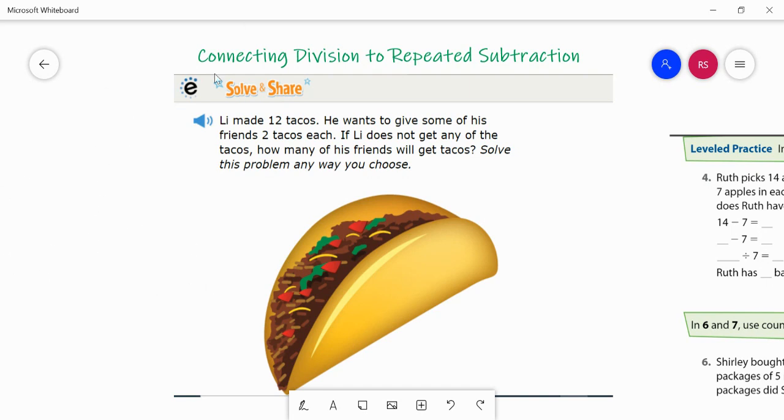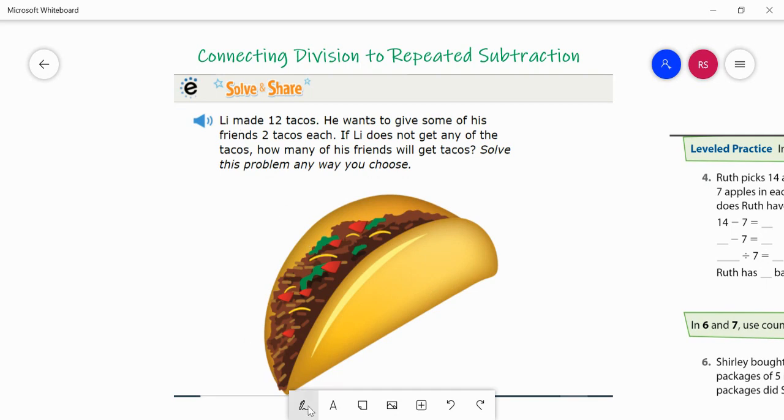So let's go ahead and take a look here at the solve and share. I'm going to read it out loud, and I encourage you to read it with me. It says, Lee made 12 tacos. He wants to give some of his friends 2 tacos each. If Lee does not get any of the tacos, how many of his friends will get tacos? Solve this problem any way you choose.